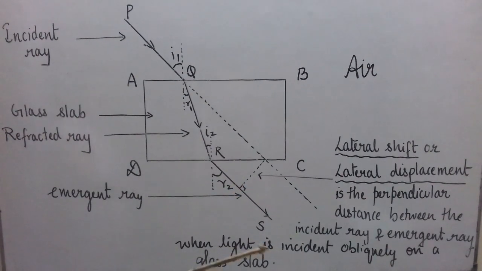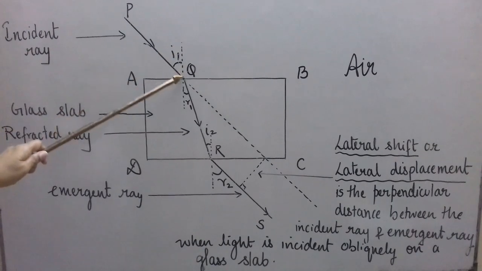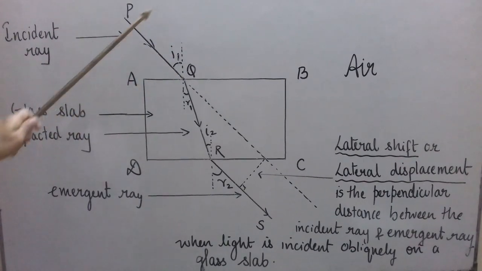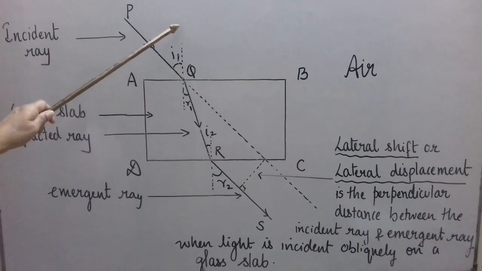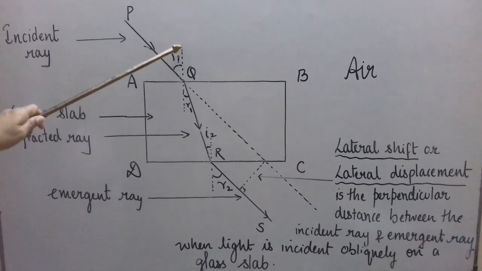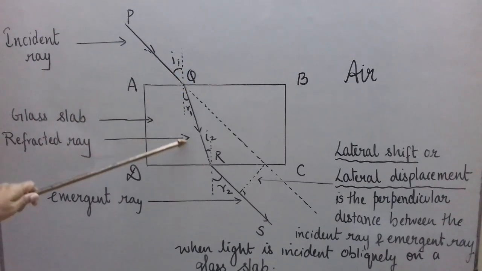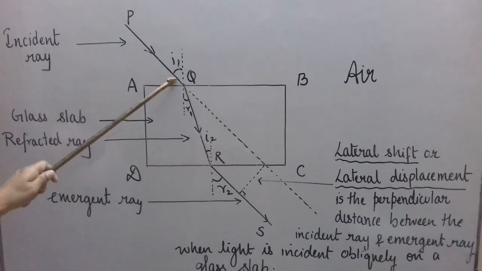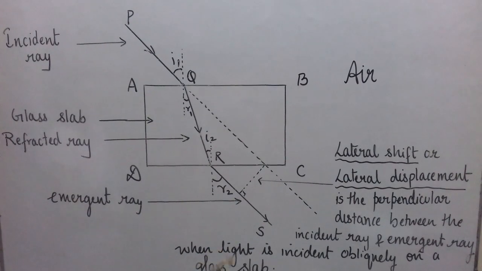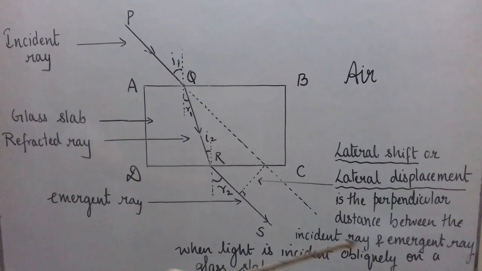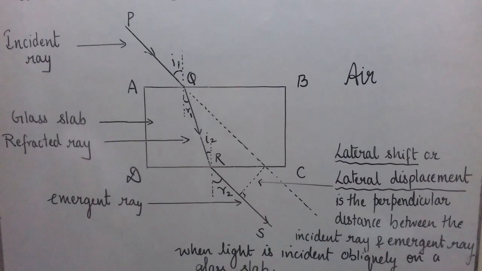Now why have I written obliquely? Because if this ray is incident normally, we know that whenever a ray is incident normally, no bending takes place, and in that case, if this would have been the direction of the incident ray, then without bending it would have passed through the same straight path. So that's why it is necessary to mention here that lateral displacement is the perpendicular distance between the incident ray and emergent ray when light is incident obliquely on a glass slab.